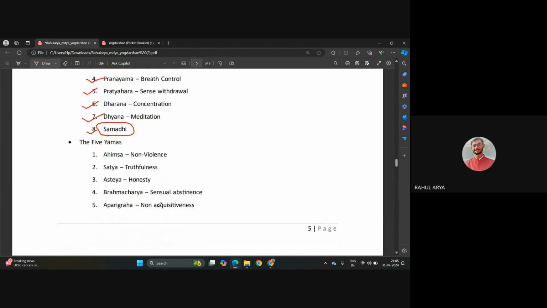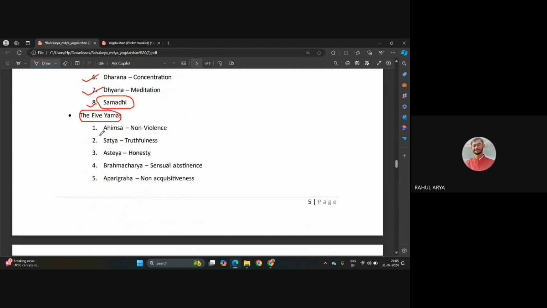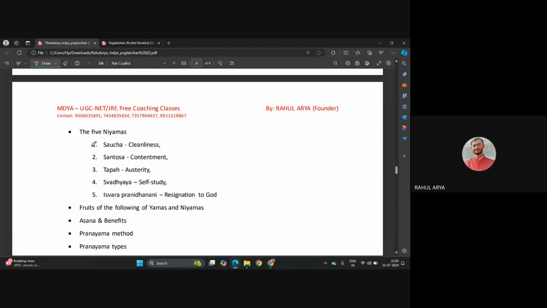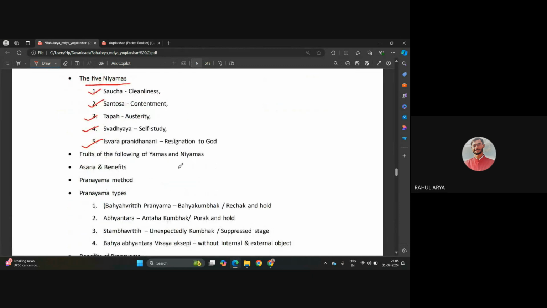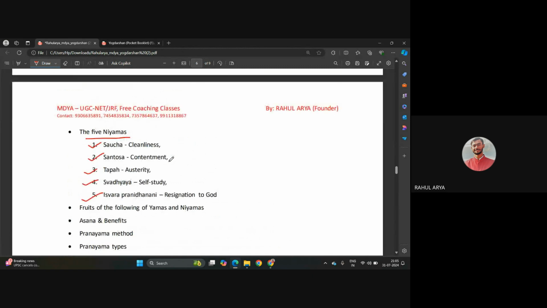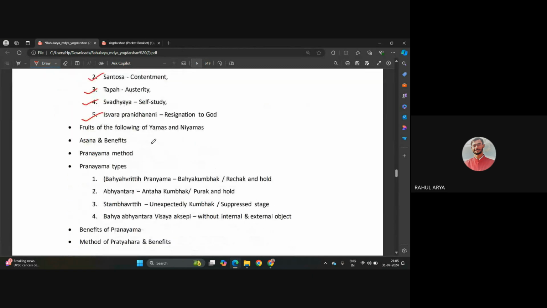So the description of the yamas in detail. In total we have 5 kinds of yamas: Ahimsa, Satya, Asteya, Brahmacharya, Aparigraha. And 5 kinds of niyama: Shaucha, Santosha, Tapa, Swadhyaya, Ishwar Pranidhana. These are the 5 niyamas. And the benefits of all the yamas and niyamas are also defined here.